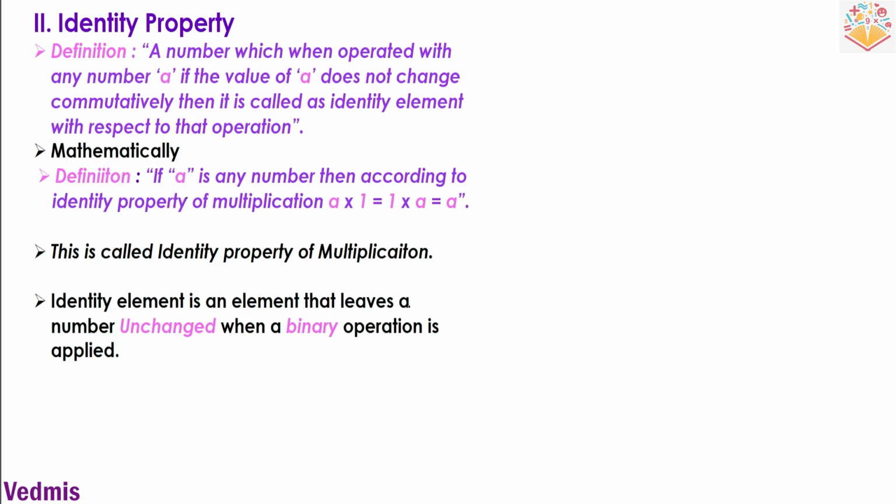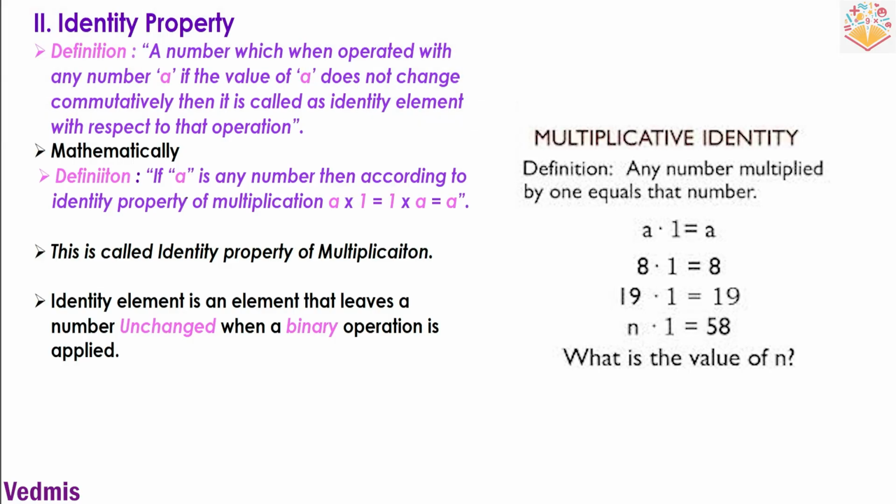Identity element is an element that leaves a number unchanged when a binary operation is applied. Binary means two numbers. You can observe any number multiplied by 1 equals that number. A into 1 is equal to A, 8 into 1 is equal to 8, 19 into 1 is equal to 19. N into 1 is 58, then what will be N? N will be 58 only.